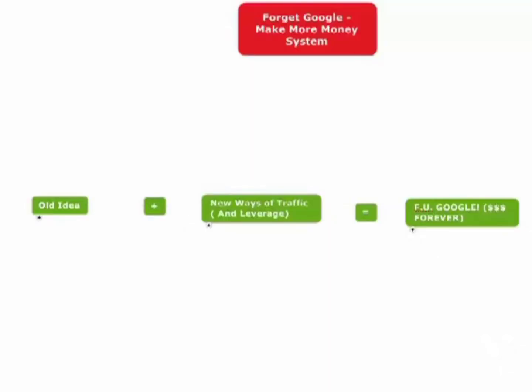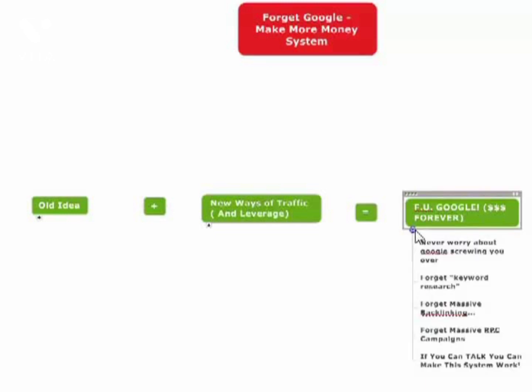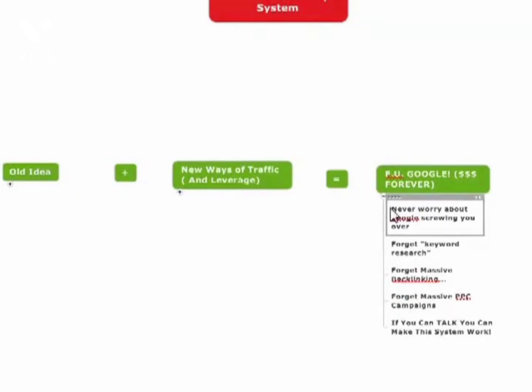And I've got a special, amazing offer for you today that I think is really going to make a difference for a lot of people. I call it the Forget Google, Make Money system. Basically, it's where you can essentially say F you Google, but still build a business and make a lot of money and a lot of residual income that lasts forever. But you don't have to rely on the search engines. In fact, with this method, you never have to worry about Google screwing you over.